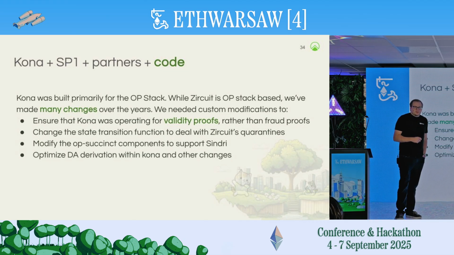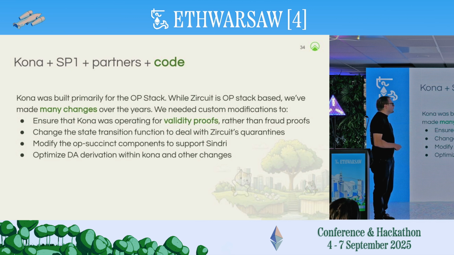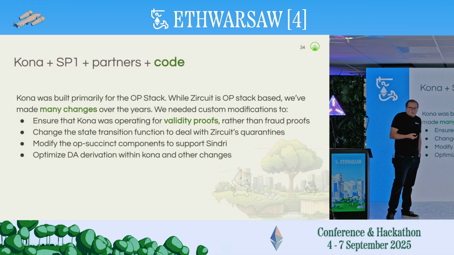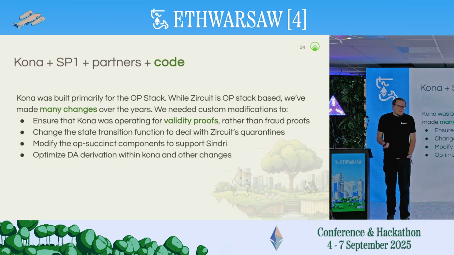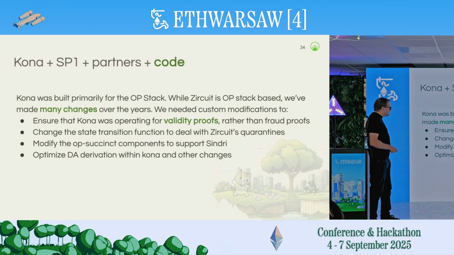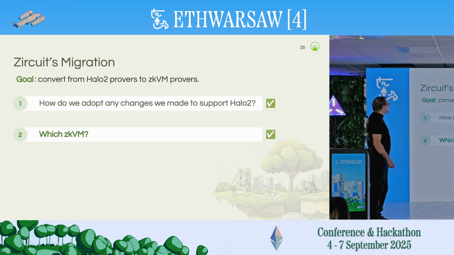Zircuit also has its own specific functionality. We had to change that and put that into the state transition function. So if you get a quarantine transaction, you need to deal with that. OP Succinct also out of the box talks to the prover network at Succinct, not Sindri, so we had to change that. That also means we have great modularity and we can switch back and forth whenever we want. And then there are other changes that we're about to release, which we haven't yet, which includes deriving DA in a more optimal fashion, so reducing the amount of things we have to prove, the number of cycles.